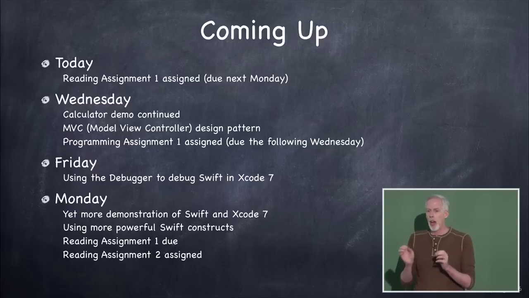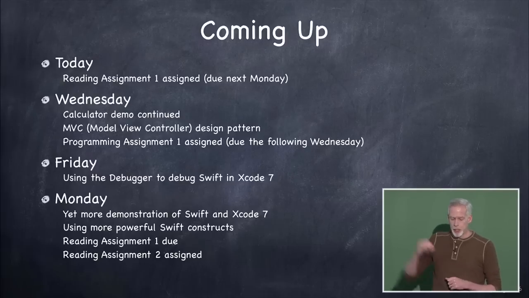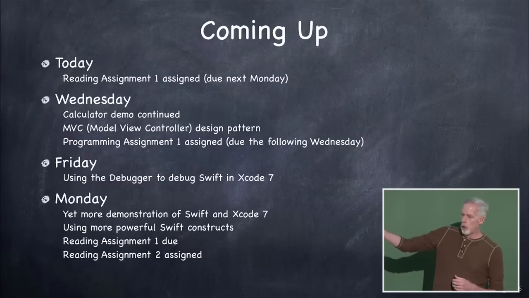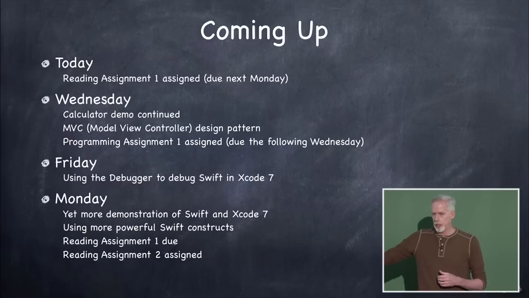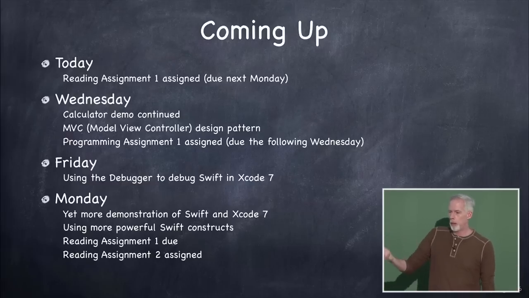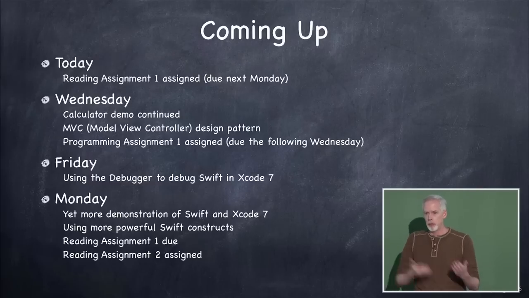This Friday is how to use the debugger, which, as you can imagine, is pretty valuable. Next Monday, next week in general, we will be doing more of the same, getting started here with Swift and Xcode 7. Your reading assignment from today is going to be due on Monday, and then reading assignment 2 will go out, which will be due the next Monday. So the reading assignments for the first 3 weeks are overlapping the programming assignments. The first 2 programming assignments are quite easy, so it won't be a problem where you're really overloaded. Starting with assignment number 3, it gets quite a bit steeper.